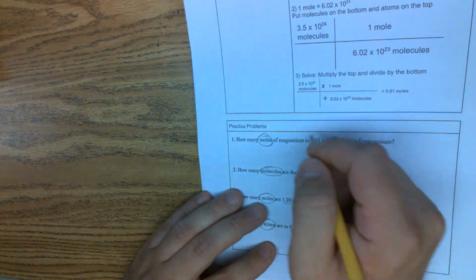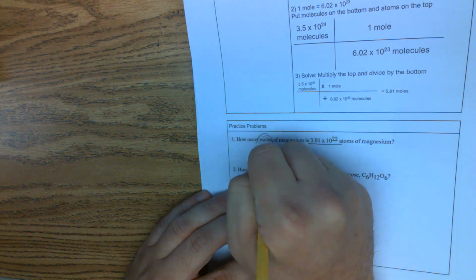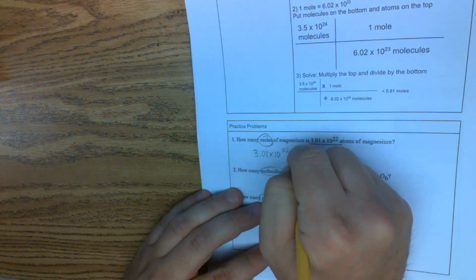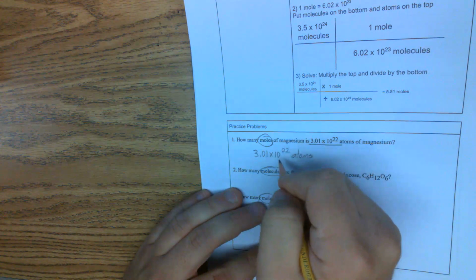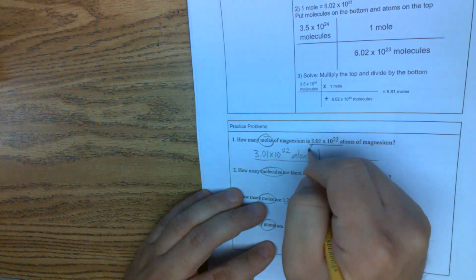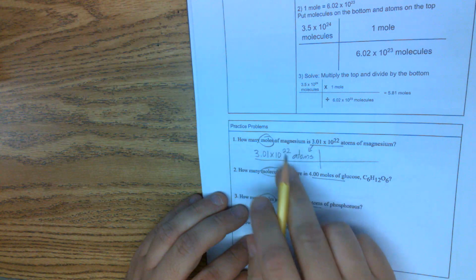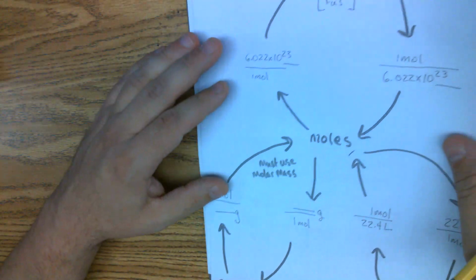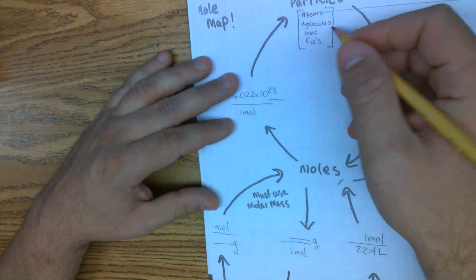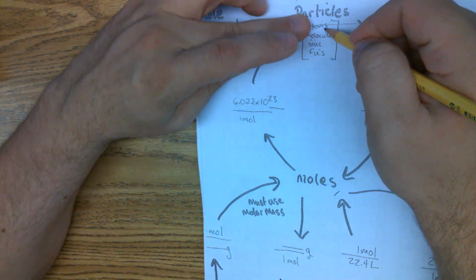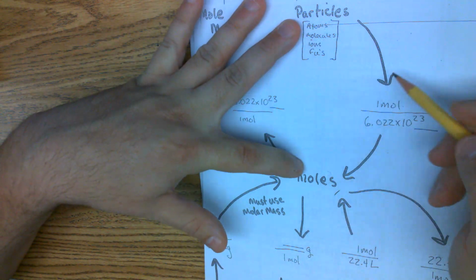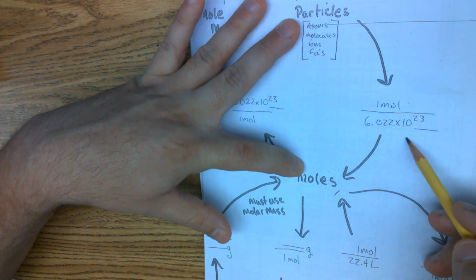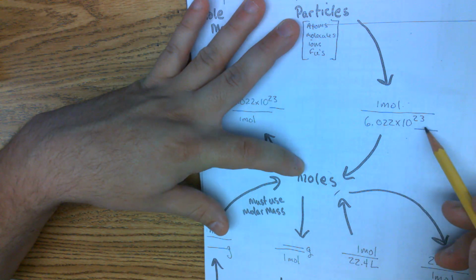So our goal for the setup, we're going to write out our value, 3.01 times 10 to the 22nd atoms. So this is what we start with. And we're going to moles. So if we're going from atoms to moles, we're going to start at atoms. So atoms are here, and we're going to go to moles, which are here. So we follow this one. 1 mole goes on the top, and Avogadro's number goes on the bottom.